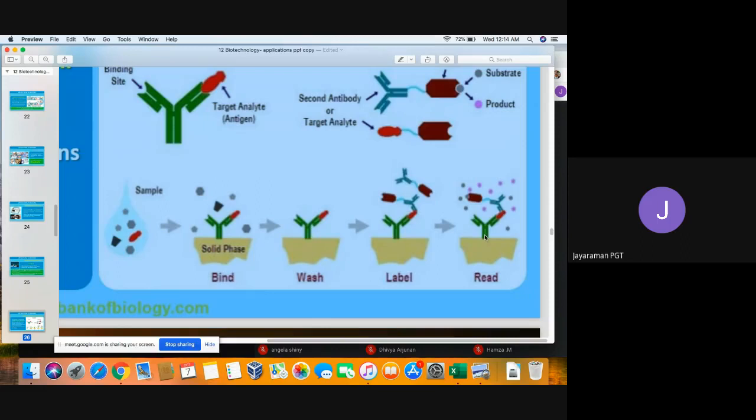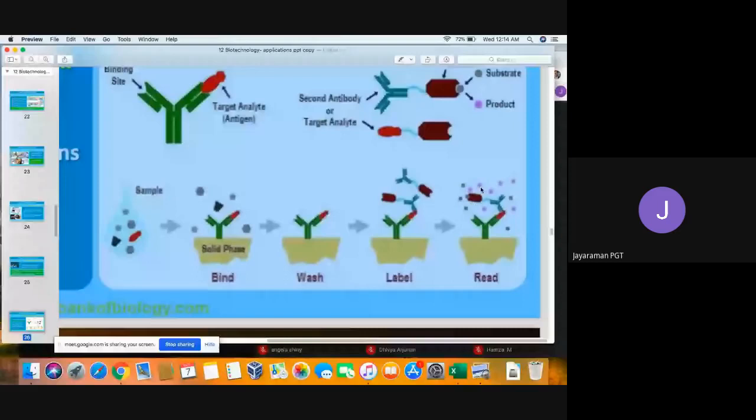The minute change in the color can be identified using a colorimeter or spectrophotometer. Because we use the substrate indicator, and then the enzymes and then the substrate is there. The substrate will be broken by the enzyme. So what is the concept here? The substrate changes into product and then the color changes. So that is the indicator of the presence of the enzyme.